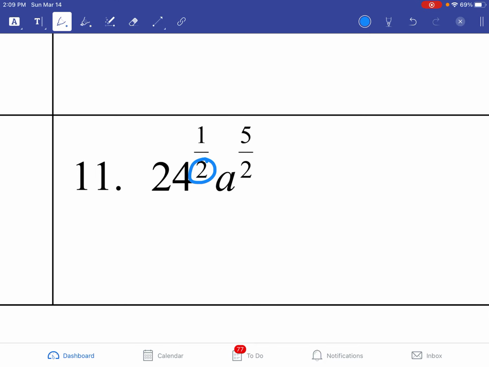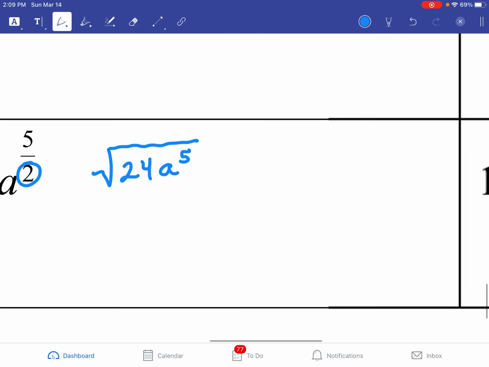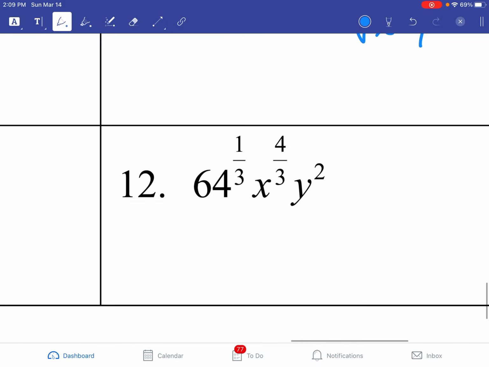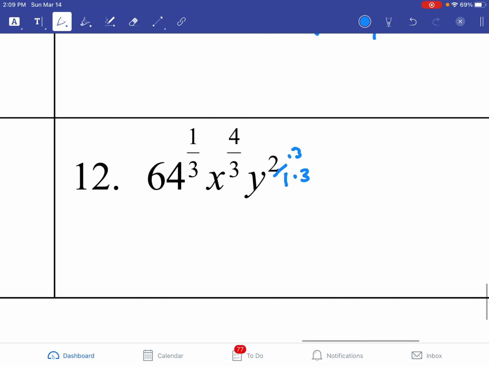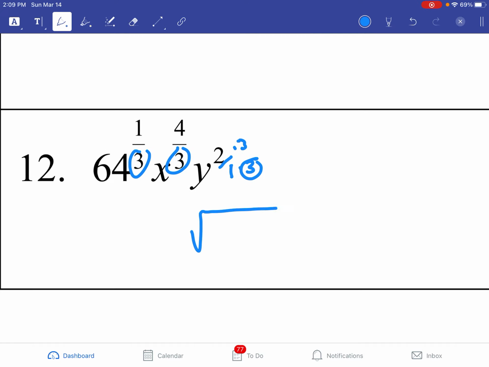All right, here you have 2 common denominators, so that means you're going to have a square root of 24 a to the 5th, and lastly we have 3 and something to the 2nd power. Okay, so again, this was reduced. The denominator over 2 is 1. To make it look like 3, we had to multiply by 3 on the top and the bottom. Okay, so that means I'll have 3 as my denominator. So I'll have a cube root.